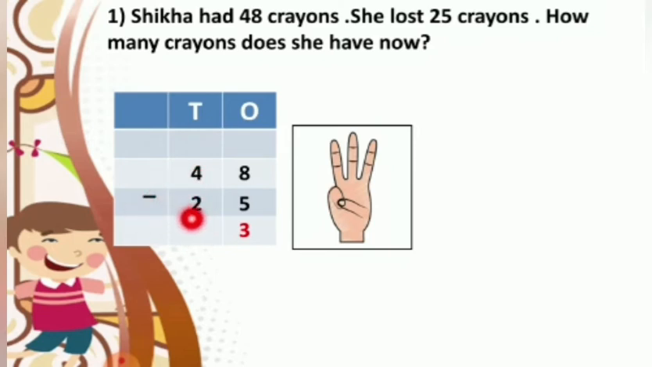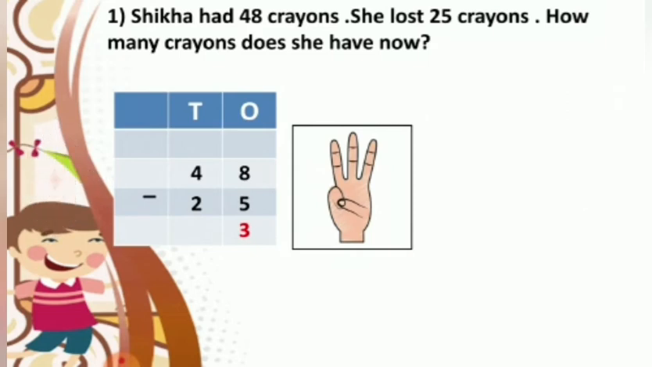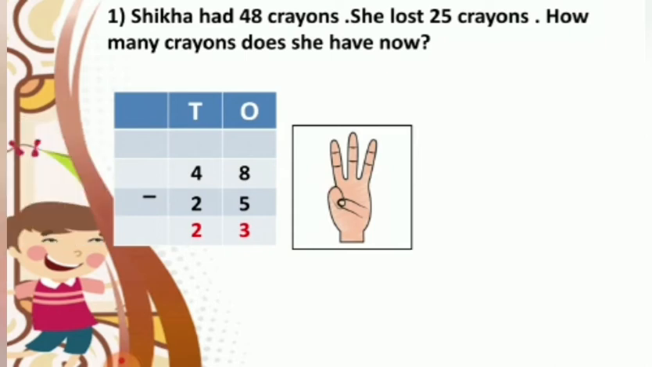4 minus 2. Open your 4 fingers. How many fingers you have to close? 2. So close your 2 fingers. How many are left? 2. So 4 minus 2, you will get the answer 2. So how many crayons does she have now? 23. In this question, you have to check your answer using addition.